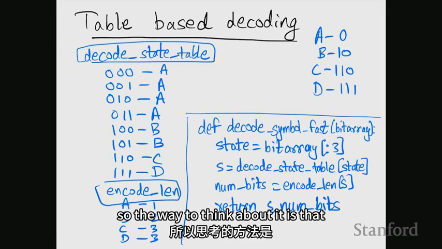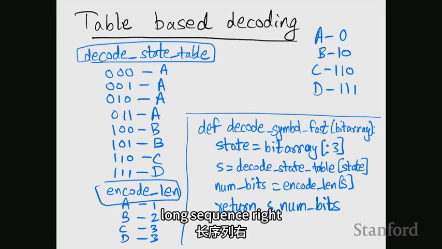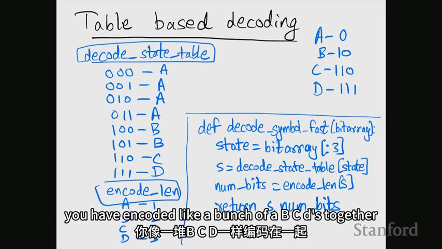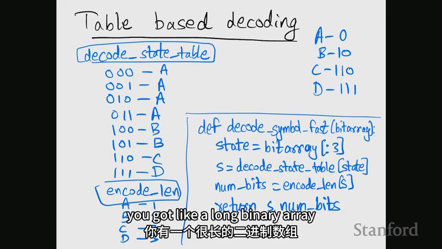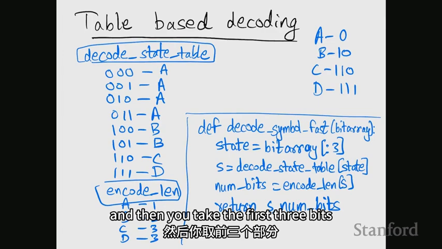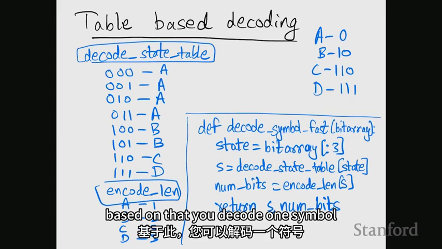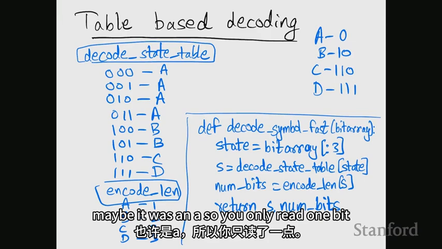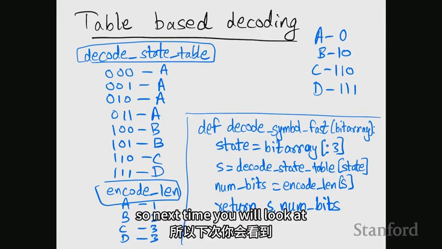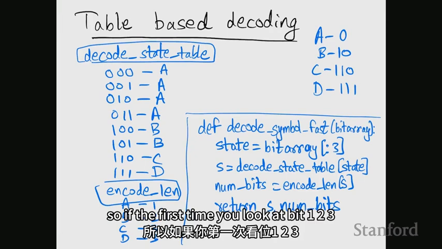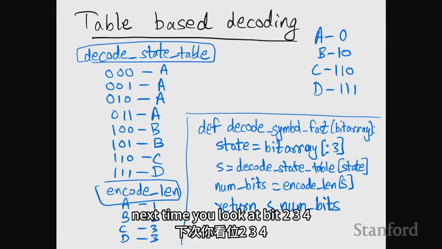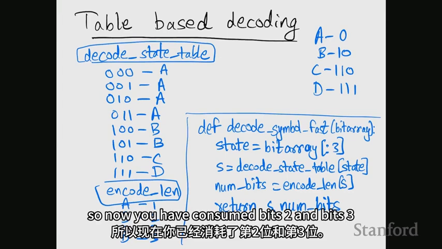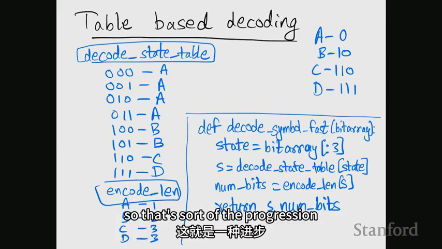So the way to think about it is that you are given a long sequence, like a stream coming in or a big block. You have encoded a bunch of ABCDs together, so you got a long bit array. Then you take the first 3 bits and, based on that, you decode one symbol. You know that you have read maybe 1 bit, maybe it was an A. So if the first time you look at bits 1, 2, 3, next time you look at bits 2, 3, 4. And then maybe you read 2 bits, so now you have consumed bits 2 and 3, and you look at 4, 5, 6. That's the progression.